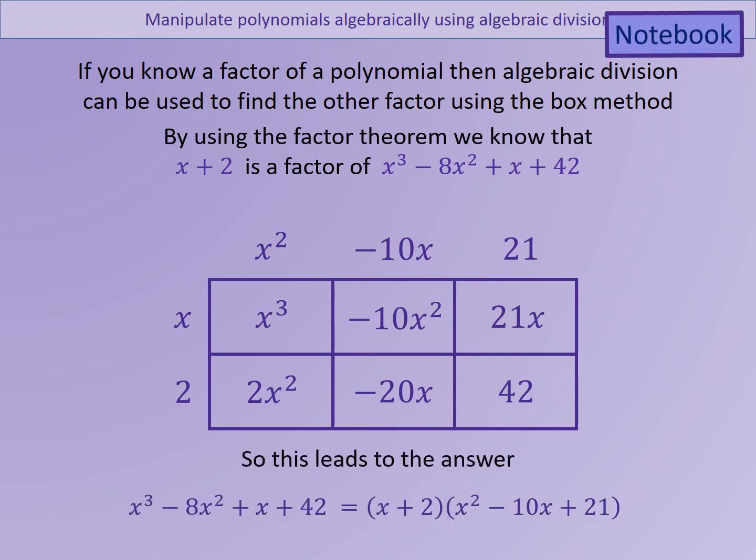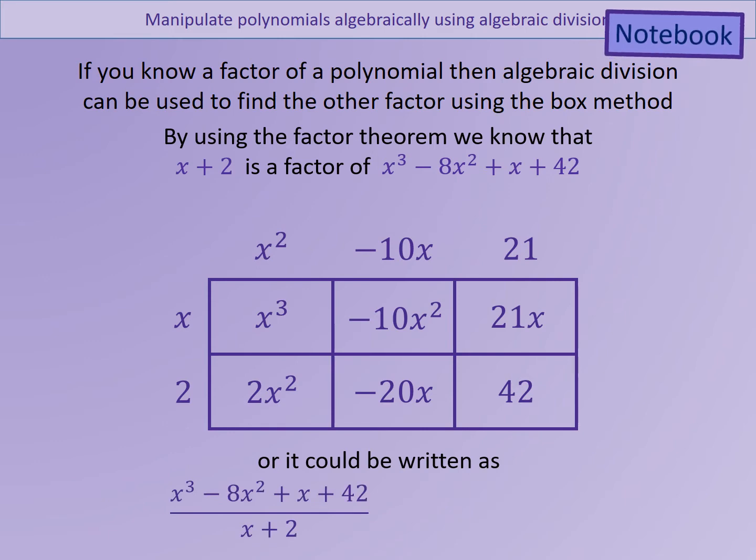So that leads to the answer of the cubic equaling x plus 2, and then I've also worked out my quotient of x squared minus 10x plus 21. No remainder, so I don't have to do any more. And if I wanted to, I could of course factorize the quadratic as I was doing in the previous presentation, but I'm just going to leave it like that for now.